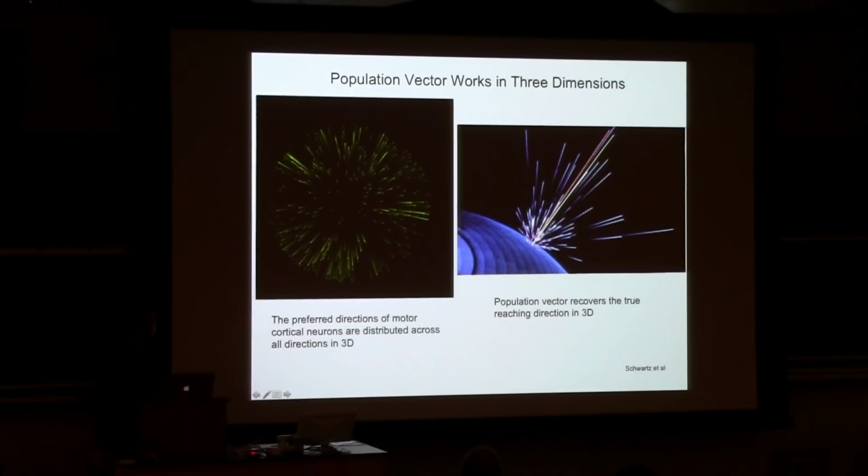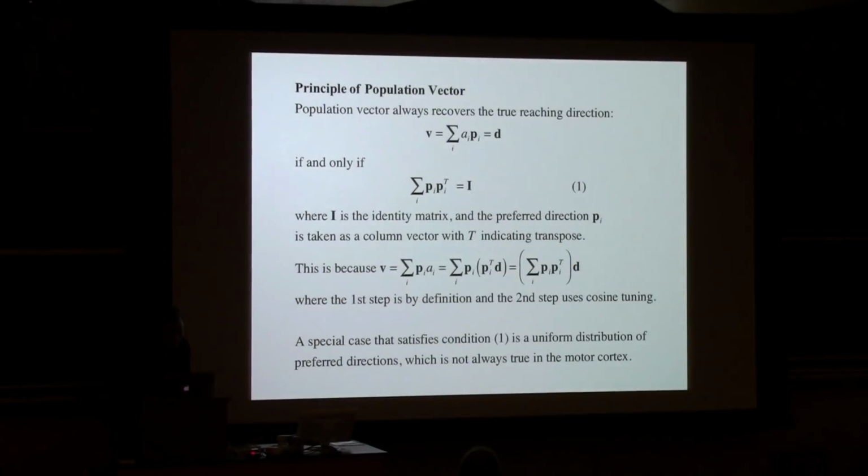And you can do this too. I think this is maybe the red population vector. That's the true reaching direction vector. It works in 3 dimensions as well, right? These are the real data. So here shows why this method works. This is a very simple argument.